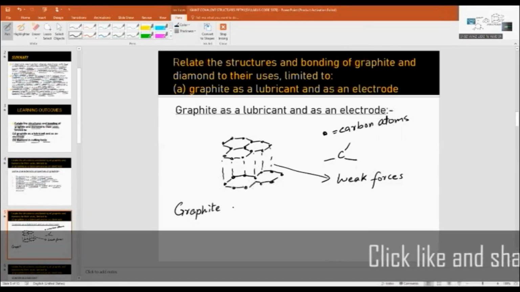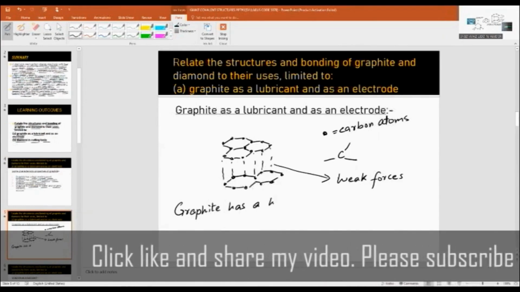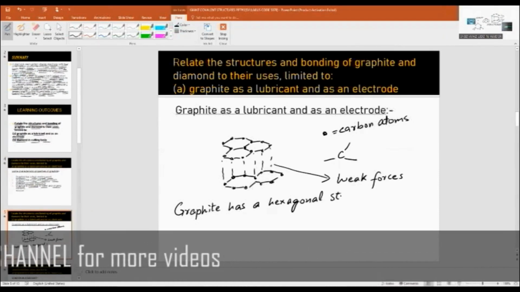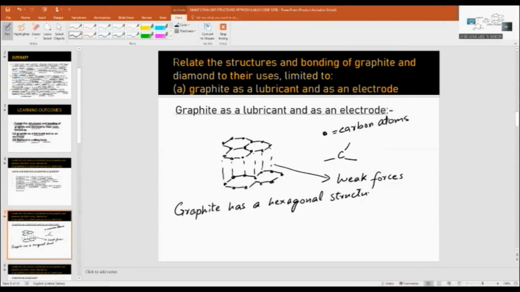Graphite has a hexagonal structure or layered structure, and there are weak forces between each layers.